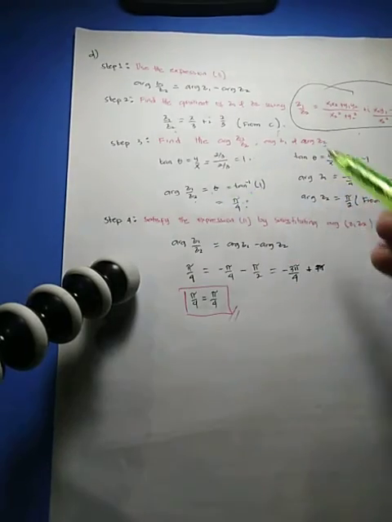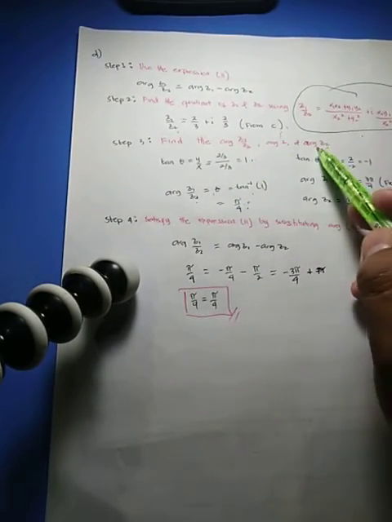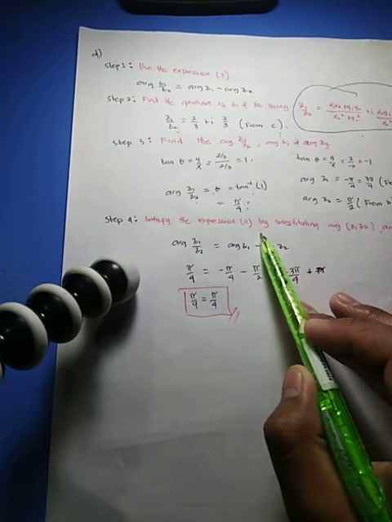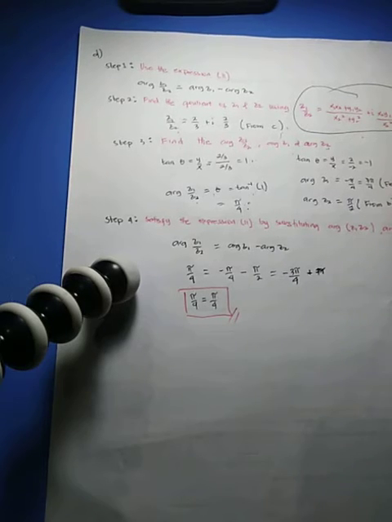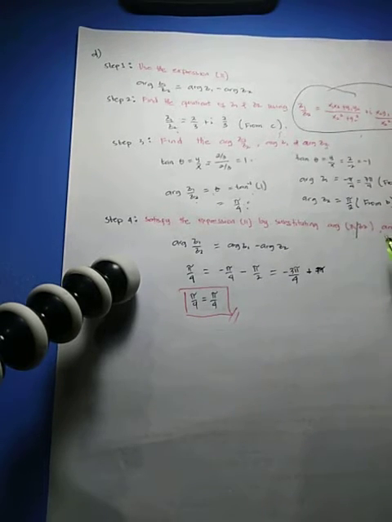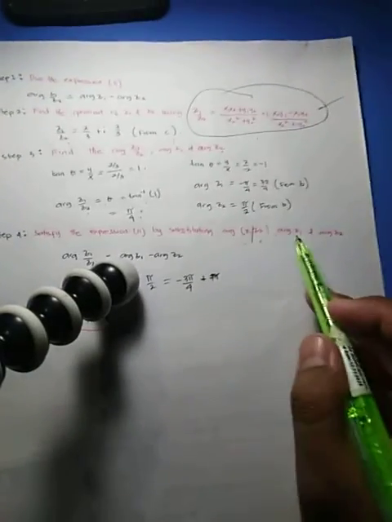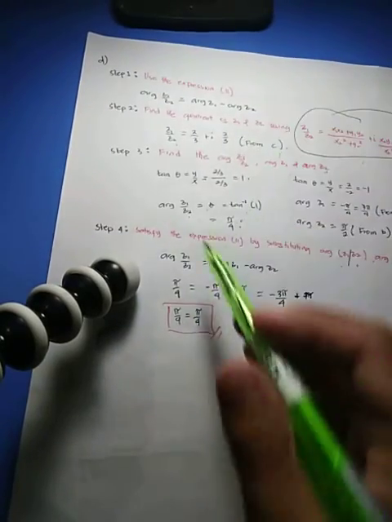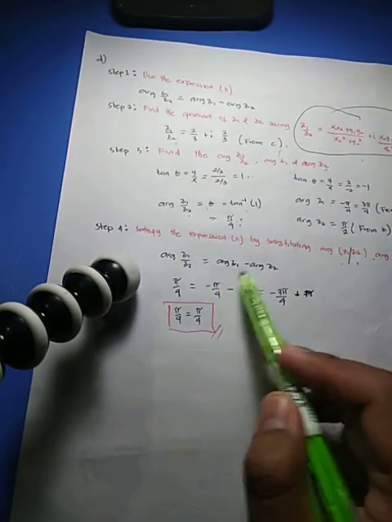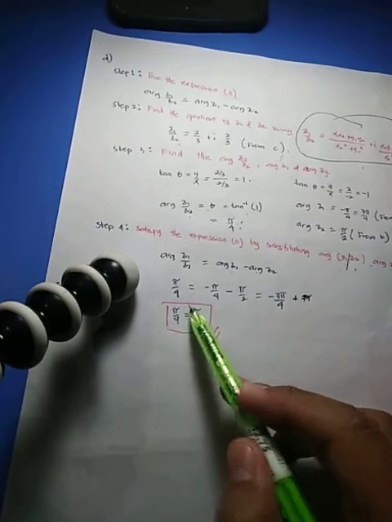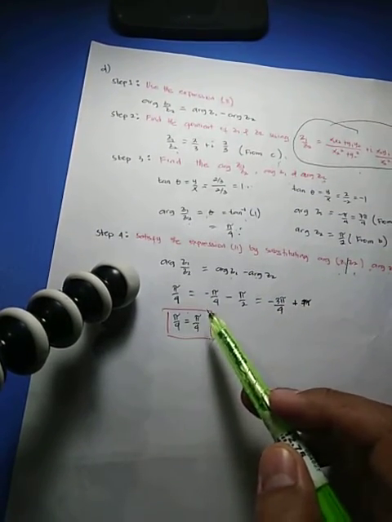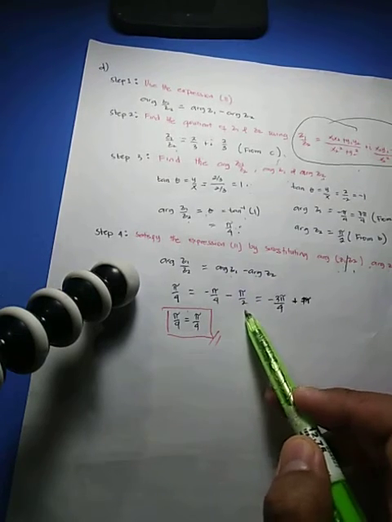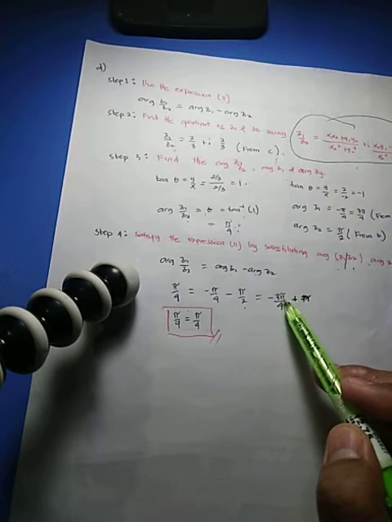Okay, so therefore, since we have solved the argument of z1 over z2, the argument of z1, and the argument of z2, we proceed to step number 4. We have to satisfy expression number 11 by substituting the arguments. This would be wrong, because it should be z1 over z2. So z1 over z2, the argument of z1 and the argument of z2. From expression number 11, the argument of z1 over z2 should be equal to the argument of z1 minus the argument of z2. So pi over 4 is equal to negative pi over 4, because that is the argument of z1, minus pi over 2. So this would be negative 3 pi over 4.